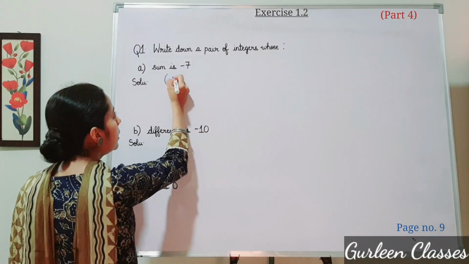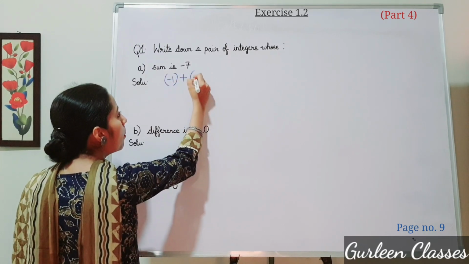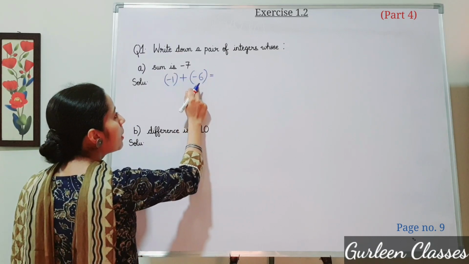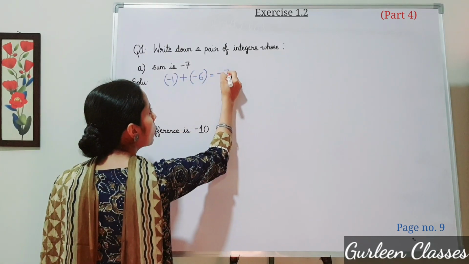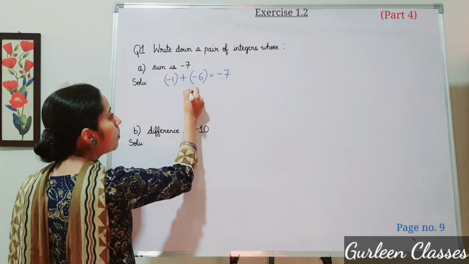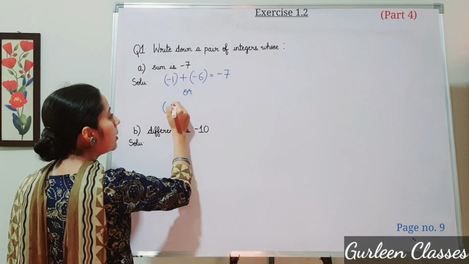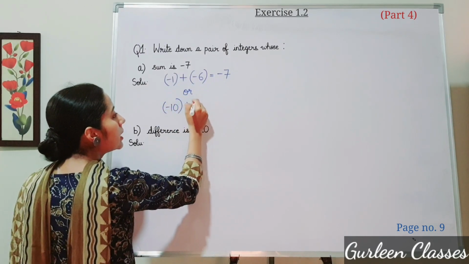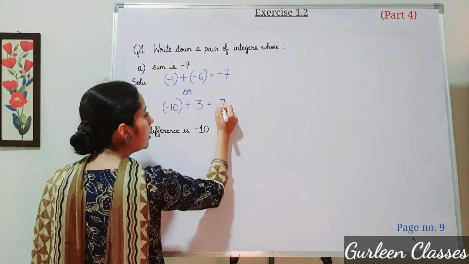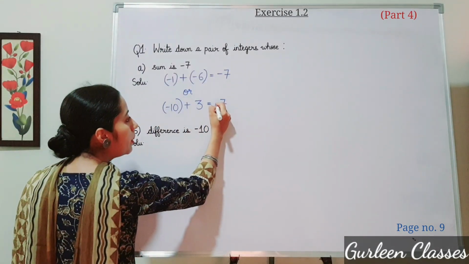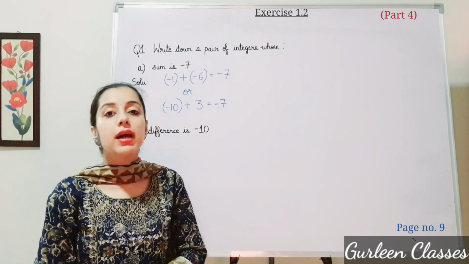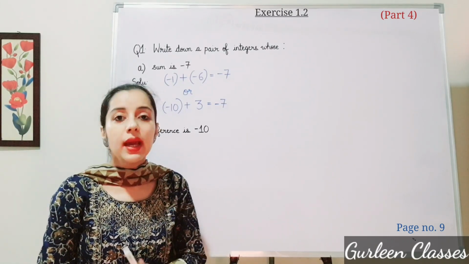So minus 1 plus minus 6. That will be minus, plus minus, minus. Minus minus will be plus. So one pair is minus 1 and minus 6. And the second pair would be, if I write here, minus 10 plus 3, minus plus minus, it will be 7. The greater number has the minus sign, so it will be minus 7. I hope students it is clear. We have to write the pairs of integers and the sum should be minus 7.